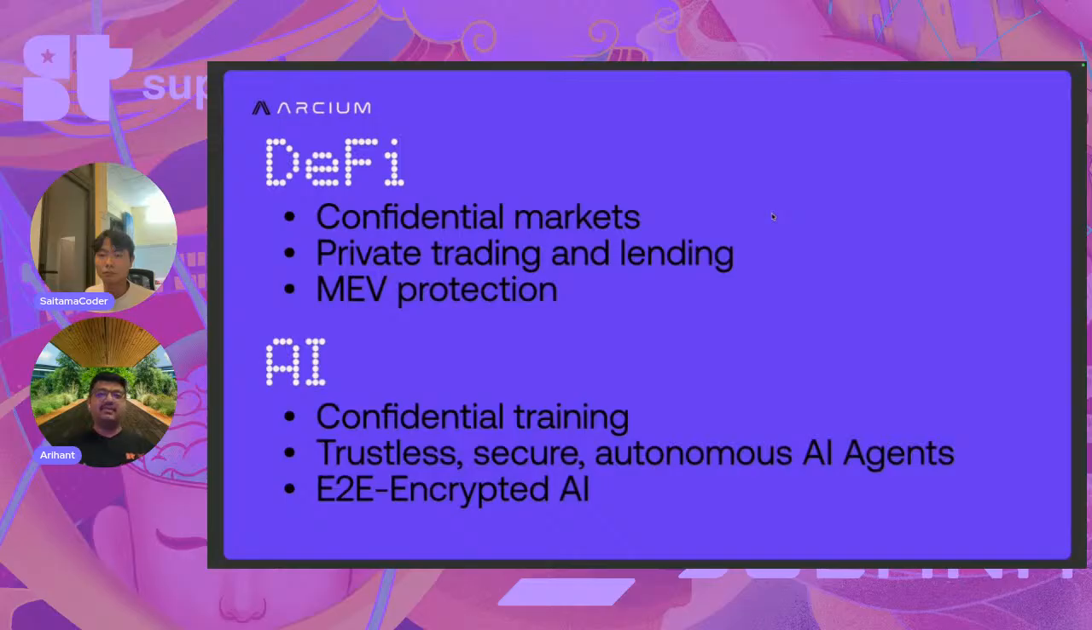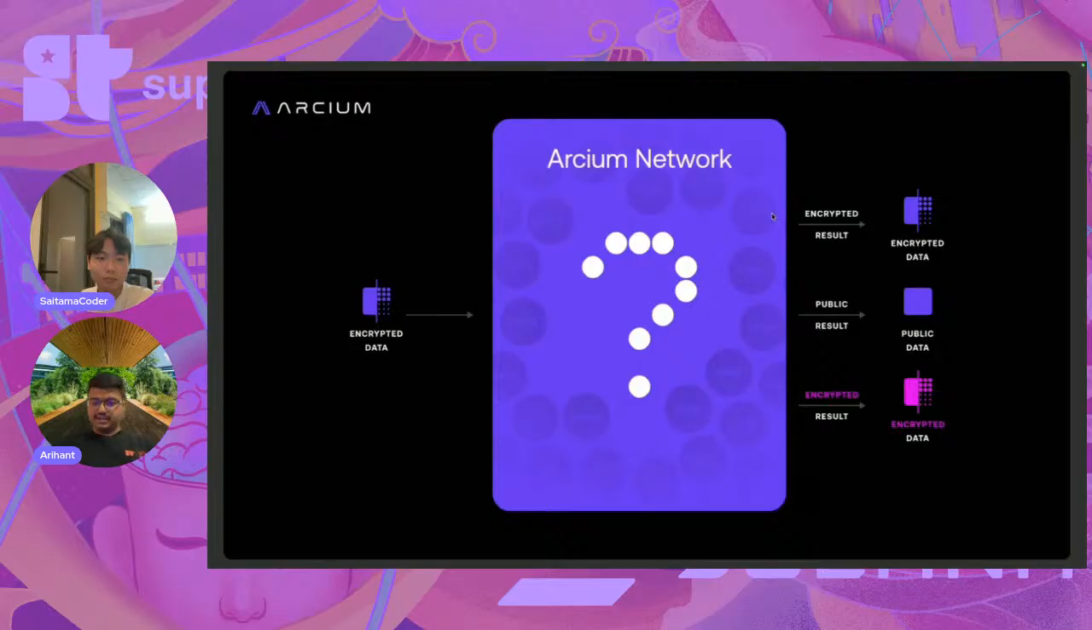You can have private lending borrowing protocols. Now, the additional advantage of these confidential markets is that you have complete MEV protection, since no one can see your orders, therefore no one can front run you or sandwich you, right? So these are just the tip of the iceberg when it comes to privacy. There's also applications in AI with respect to confidential trading, trustless autonomous agents, end-to-end encrypted AI inference, things like that. And this is basically what we're trying to build.